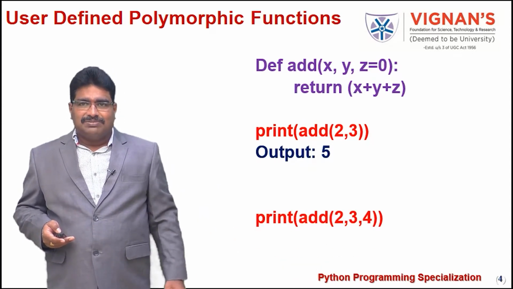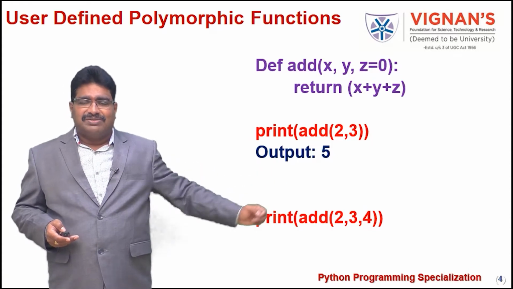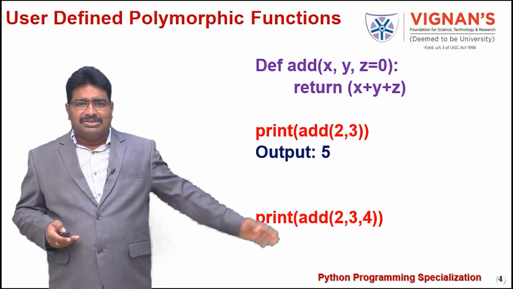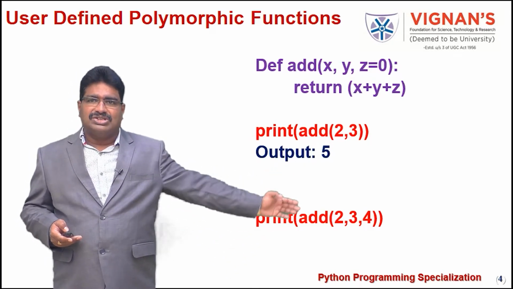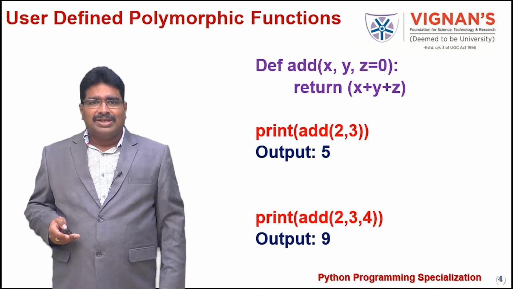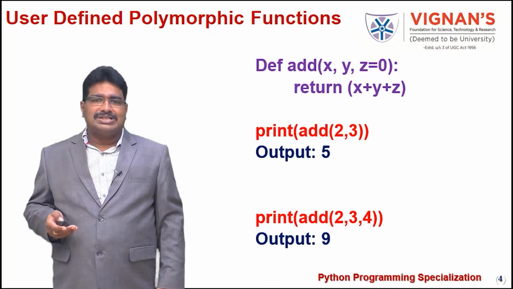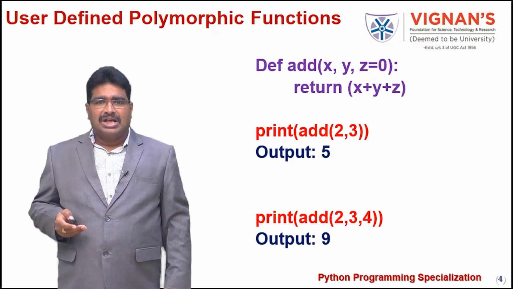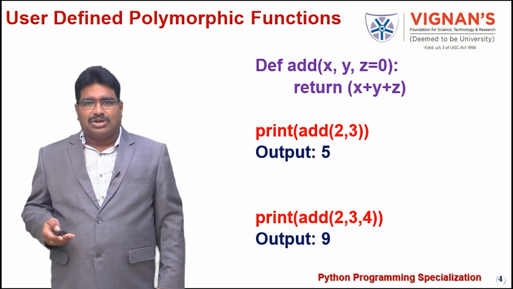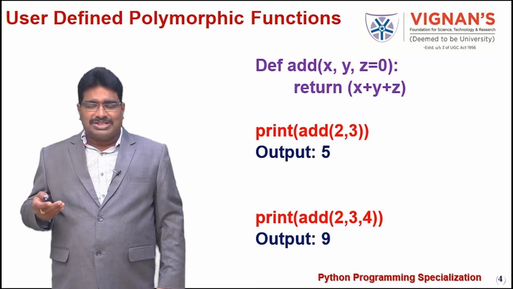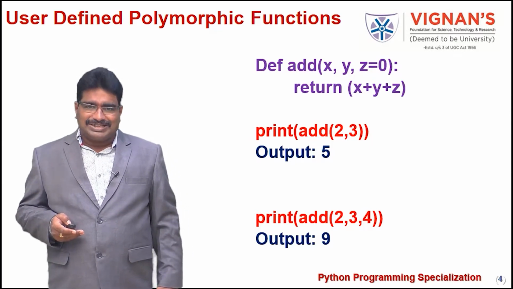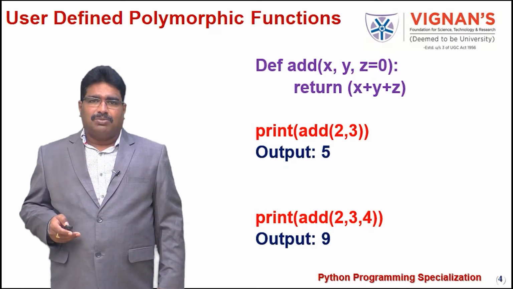Similarly, if we call the function add with the 3 parameters 2, 3, 4, it returns the sum of the 3 values, which is 9. So add is a user-defined function that performs the addition of 2 numbers if you pass 2 parameters, or returns the sum of 3 numbers if you pass 3 parameters. So the add function also works based on the number of parameters we pass. This is a simple example of user-defined polymorphic functions.